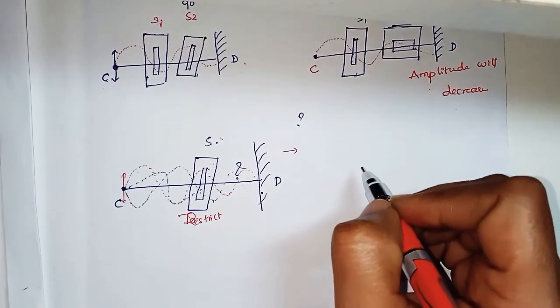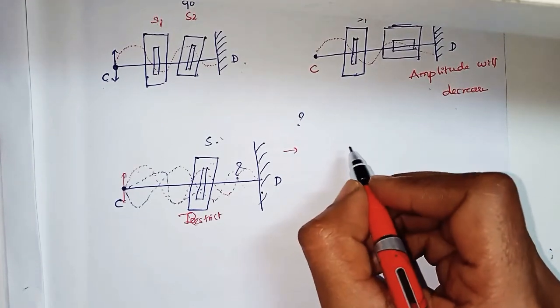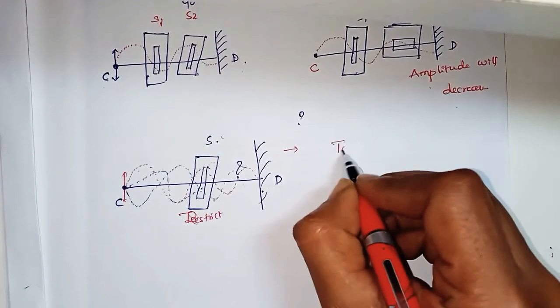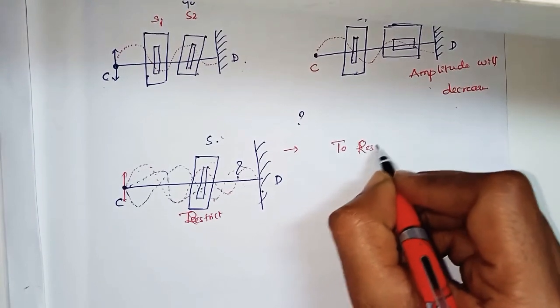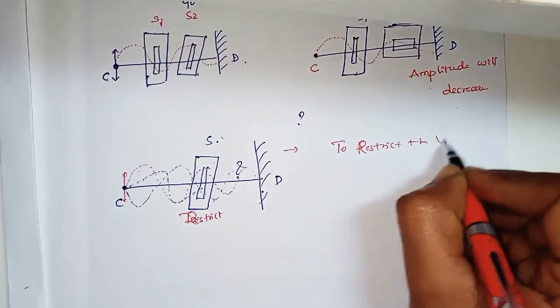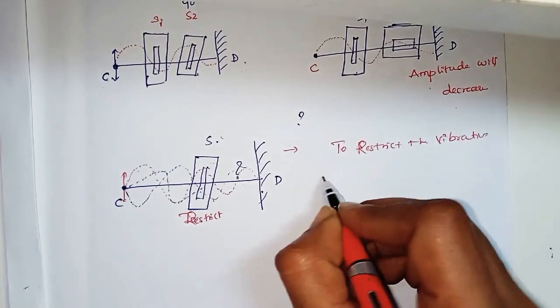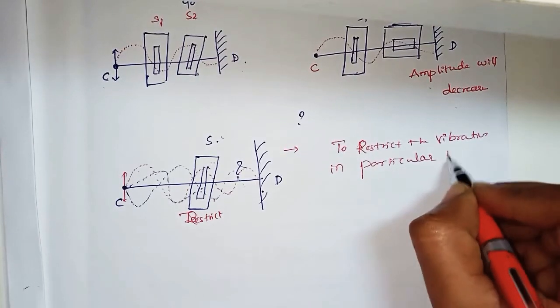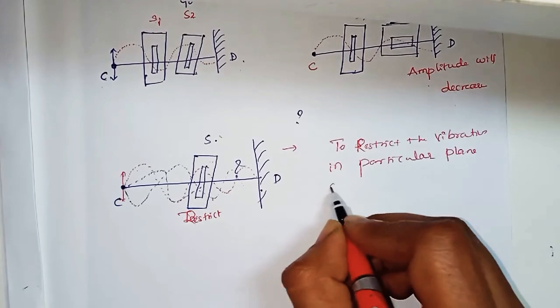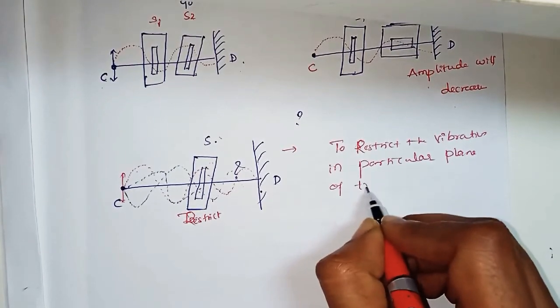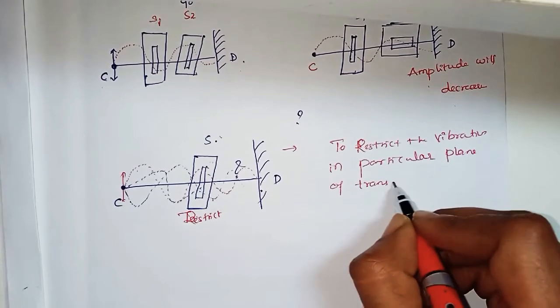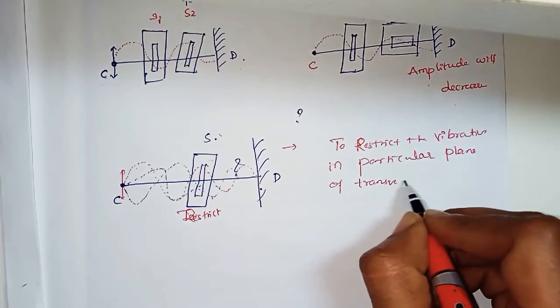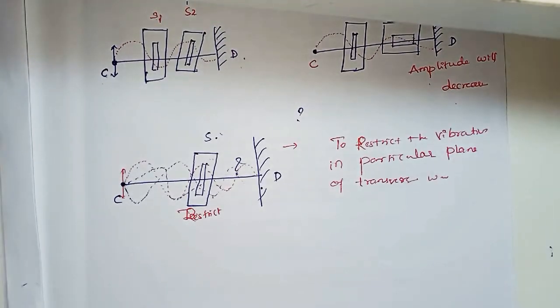Then what is the definition of polarization? Polarization is to restrict the vibrations in a particular plane of a transverse wave. Okay, this is about polarization.